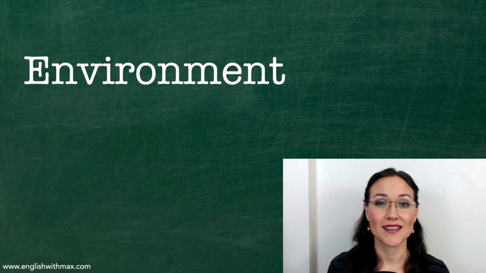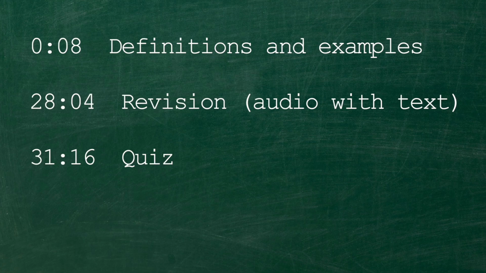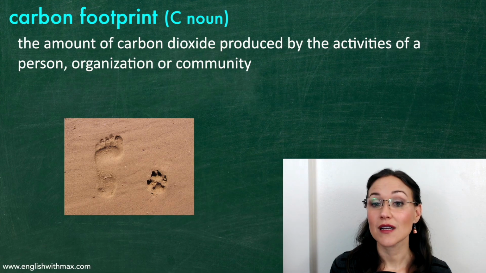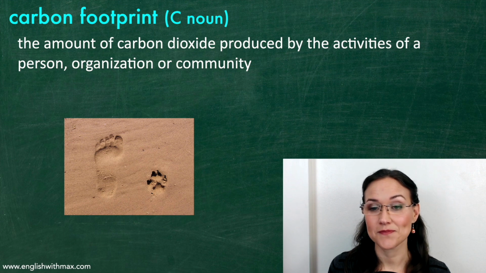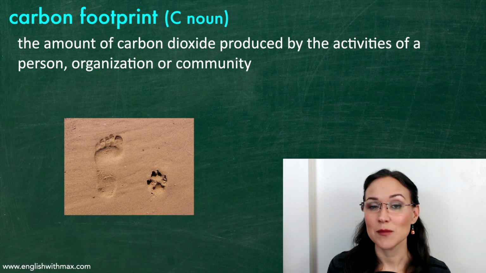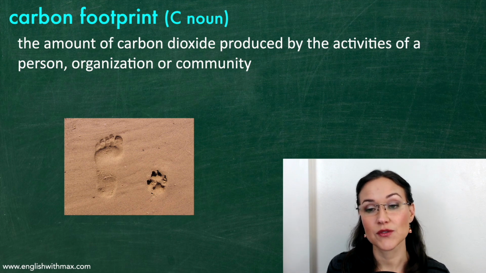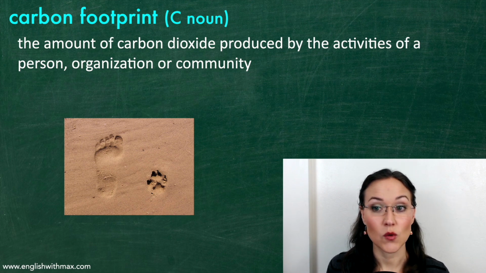This topic is environment. First we have carbon footprint. Carbon footprint. It's a countable noun. A carbon footprint is the amount of carbon dioxide produced by the activities of a person, organization, or community.